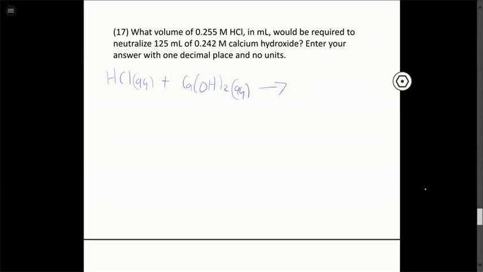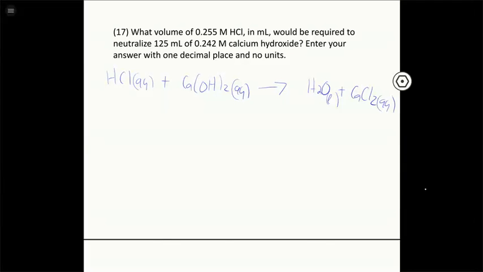And so this is going to form water as one of the products whenever we have an acid and a base. And then we form an ionic compound where we pair the cation that's in the base, calcium 2+, with the anion that's in the acid, Cl-. That's going to be calcium chloride. That's a soluble ionic compound, so we write it as aqueous.